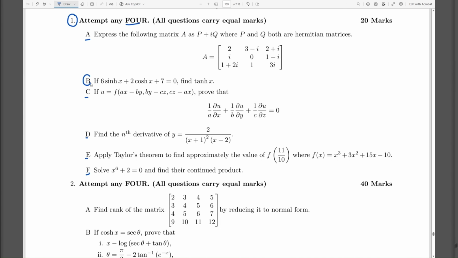The B sub-question is based on the second module, which is complex numbers. The third one is based on partial differentiation. The fourth one is based on successive differentiation, expansion of functions, and again complex. So let's start with question 1A.